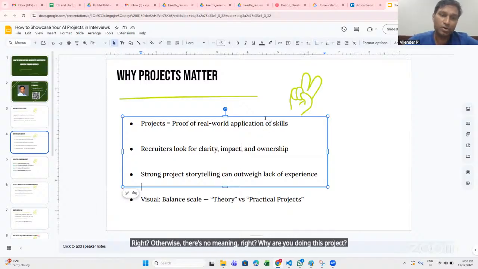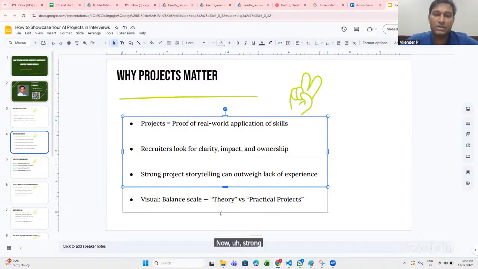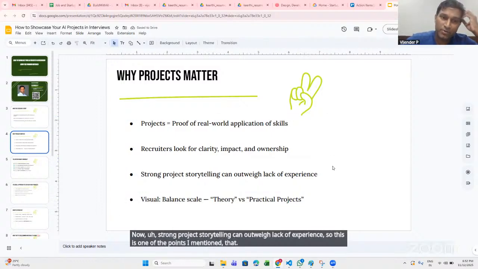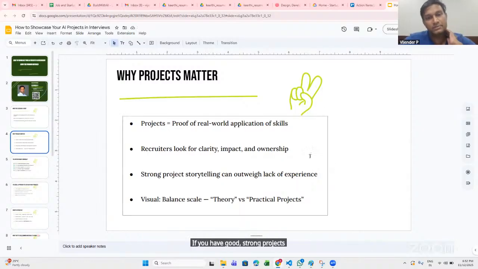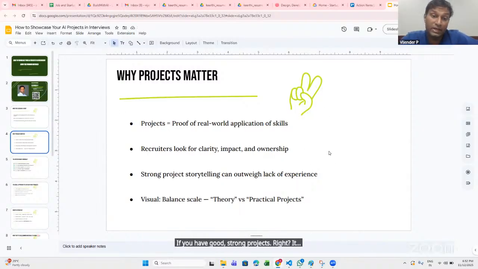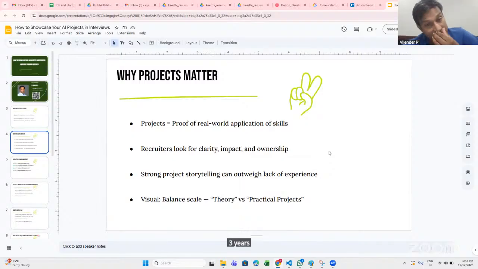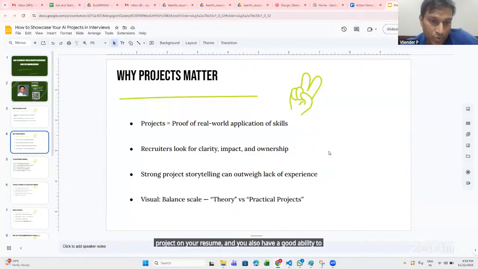Now, strong project storytelling can outweigh lack of experience. So this is one of the points I mentioned, that if you have good, strong projects, people are willing to overlook your lack of experience. So you might be a 2025 grad, or a fresher with 1 year experience, but if the role is demanding 2, 3 or 4 years, they can still consider you if you have a good project on your resume and you also have a good ability to communicate what you're trying to do.